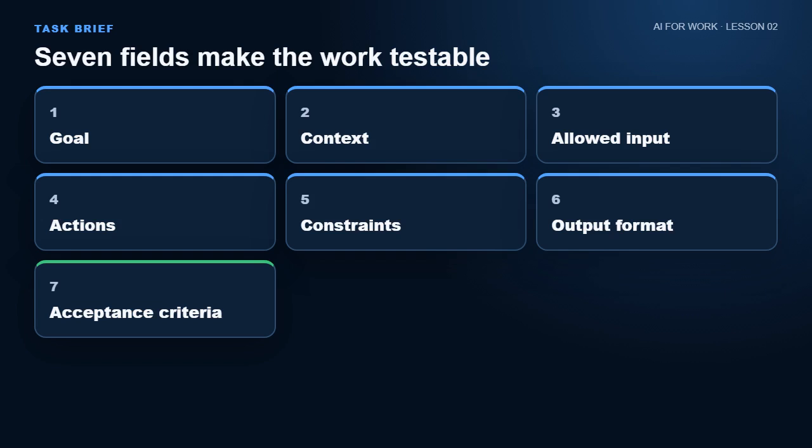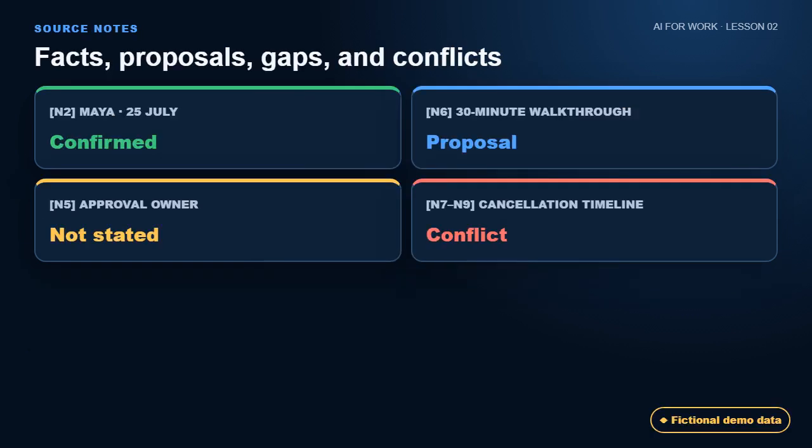Our fictional Northstar Bicycle Company notes mix facts, proposals, and gaps. Maya will create version 1 by July 25th, and Jordan will collect 10 common questions by July 19th. Sam proposed a 30-minute walkthrough, but the team did not confirm it. No person was assigned to final approval, two cancellation timelines conflict, and there is no target for reducing repeated questions.